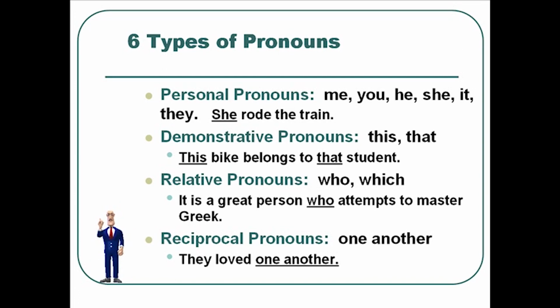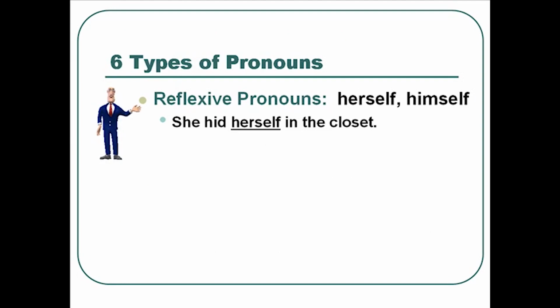So what we're looking at here are personal pronouns, demonstrative pronouns, relative pronouns, and reciprocal pronouns, and this chapter will focus only on the personal pronouns. We'll come back to the others later. A couple other types of pronouns are the reflexive pronouns, things like himself, herself, itself. So, for example, we have the sentence, she hid herself in the closet. Herself refers back to she. She hid herself. That's called a reflexive pronoun.